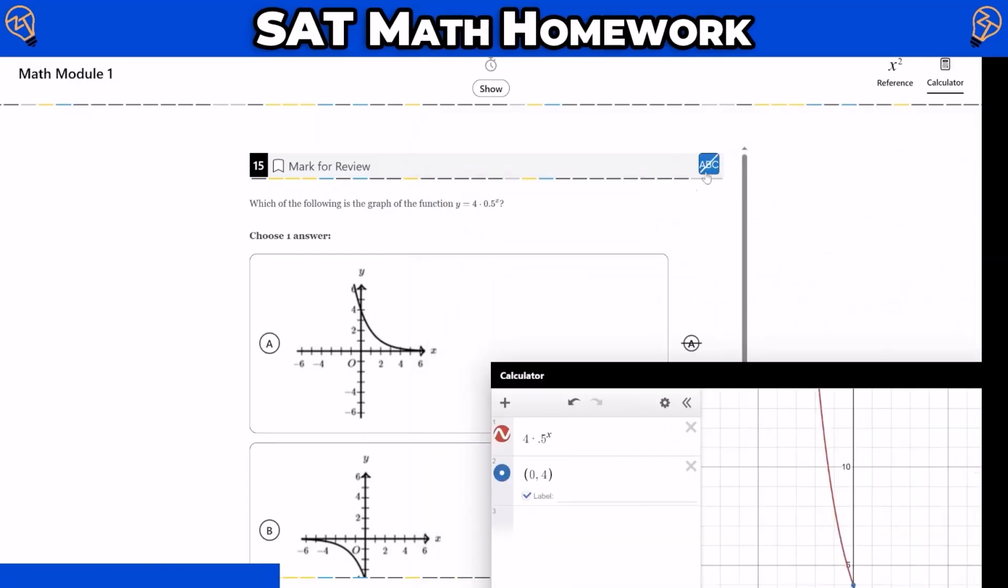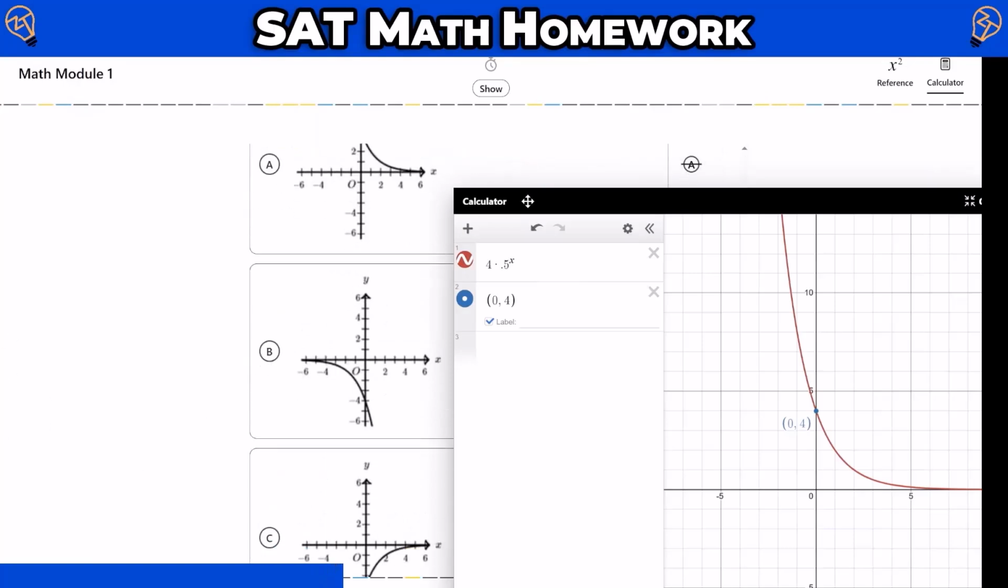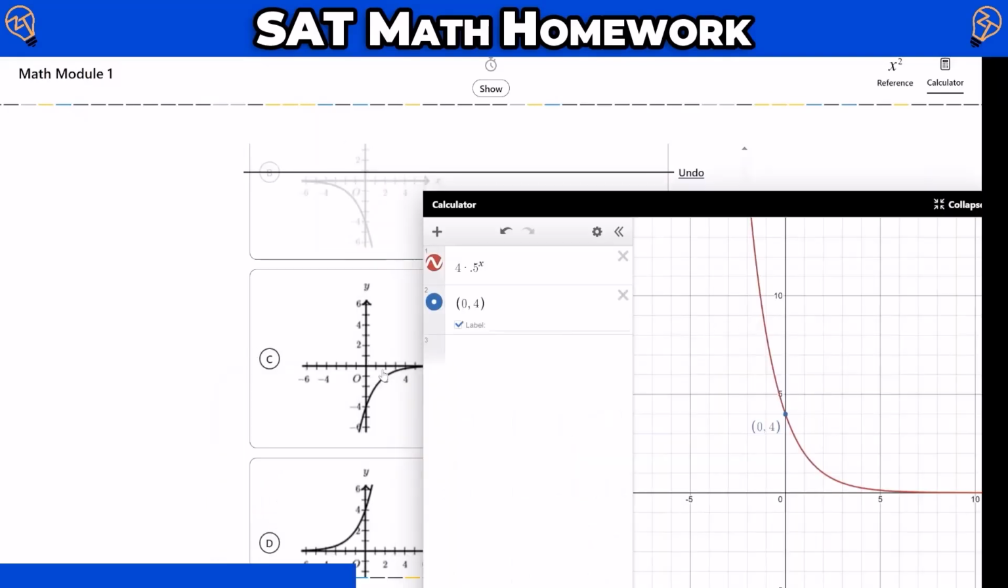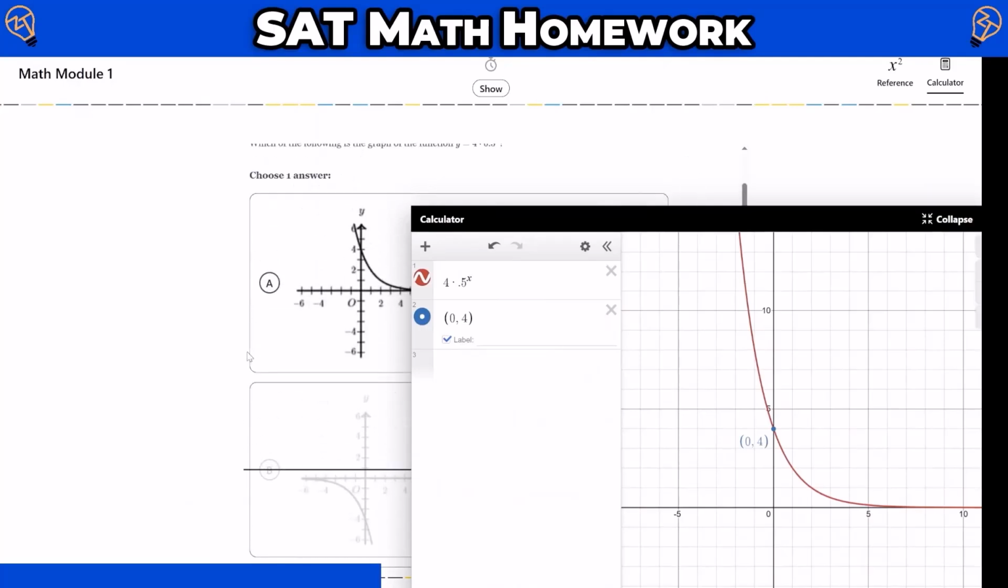And we could even do process of elimination. So this one is looking pretty good. It's crossing at 4, it's decay, it's going to the x-axis, but this will be quick to just rule out the ones that are clearly incorrect. That one's definitely not it. So we'll go ahead and eliminate it. This one's also clearly incorrect. And this one's exponential growth. So we very quickly are able to see that the correct answer is A, and we could just move on.